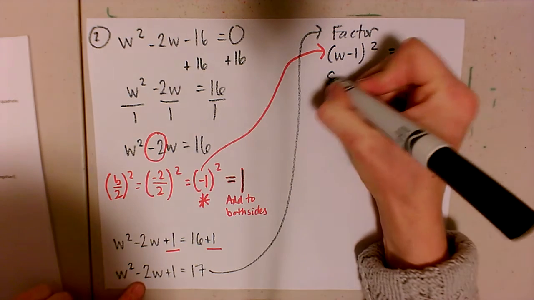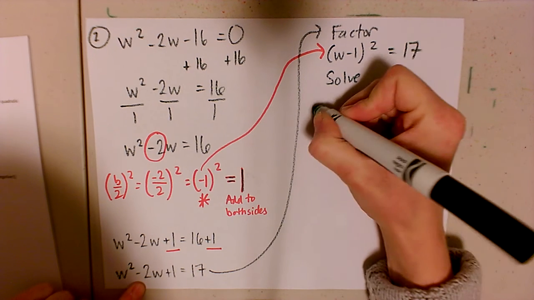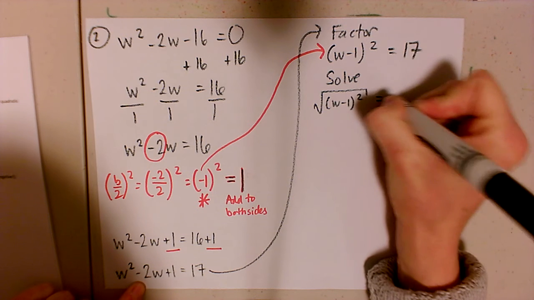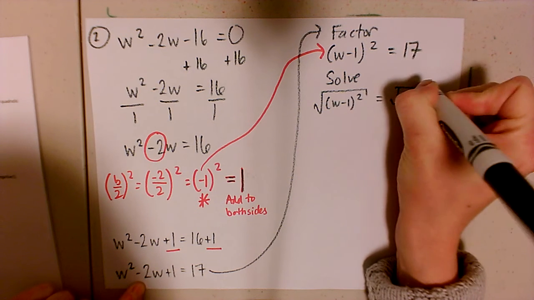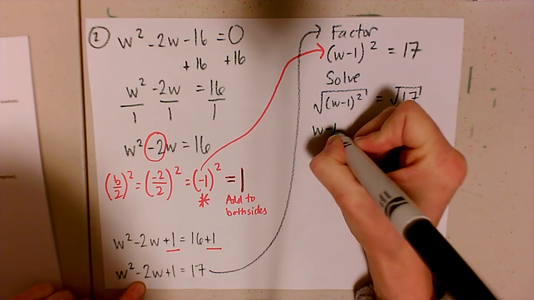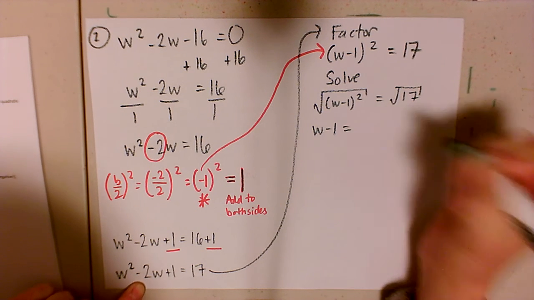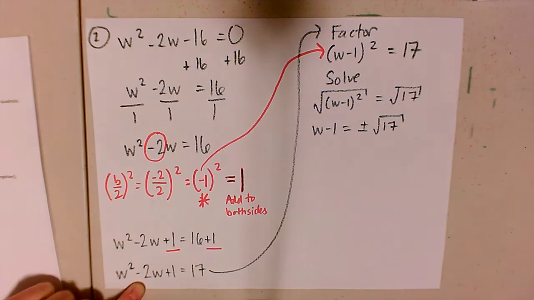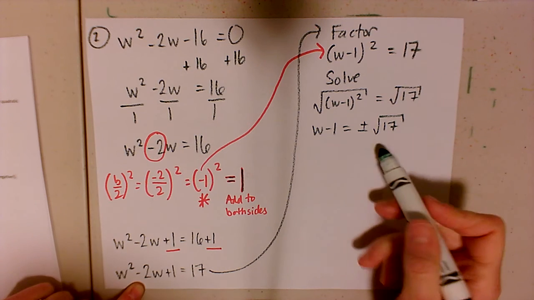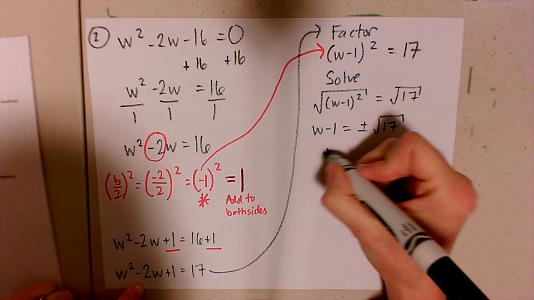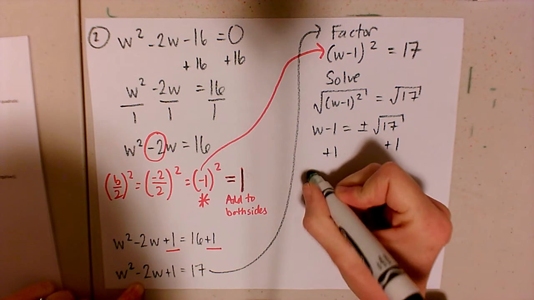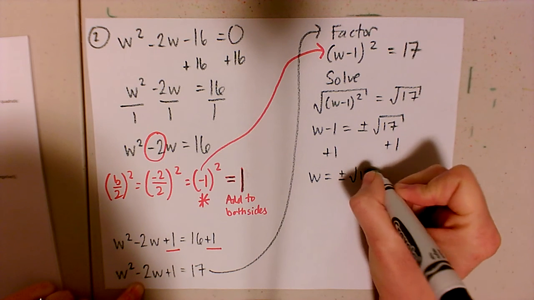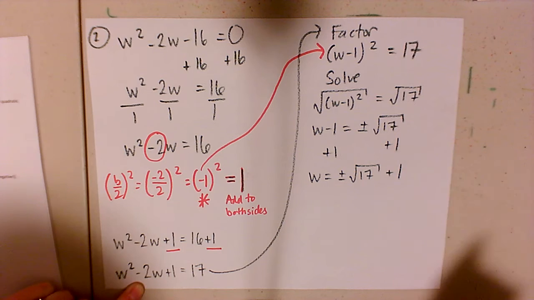And so now we just solve this. So I'll take the square root of both sides. Okay, so I get w minus 1 is equal to plus or minus root 17. We can't take the square root of 17. That's as nice as we can make it, so we'll leave it like that. And then we add 1 to both sides. So we get w is plus or minus root 17 plus 1.